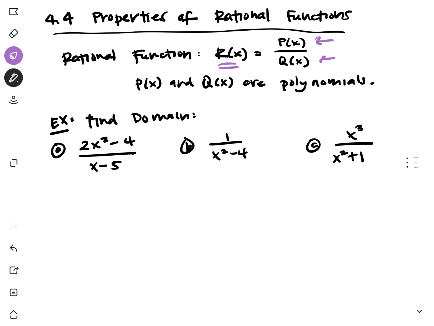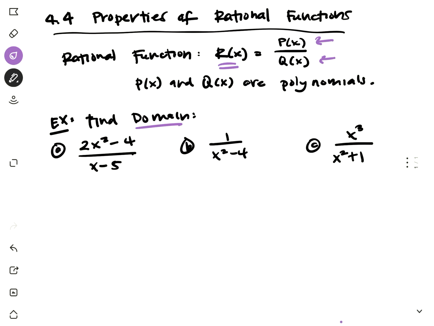So notice that the top and bottom are both polynomials. Even though one is 1, remember 1 is a 0-degree polynomial because there's no x on it. So these are all definitely rational functions. And it's asking us to find domain. So domain is something that we should probably be pretty familiar with by now.